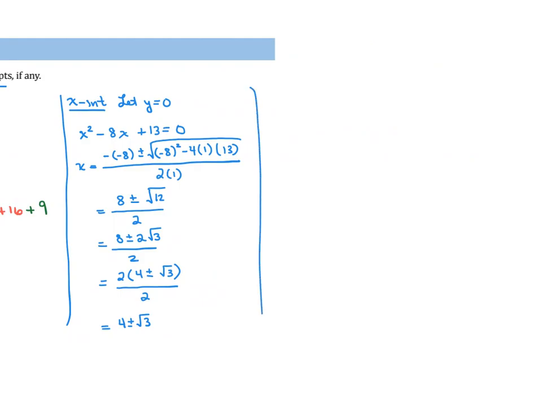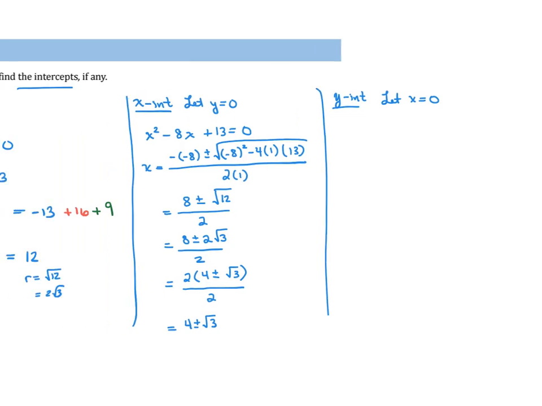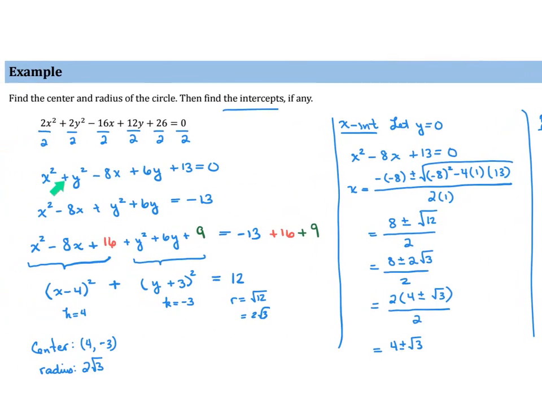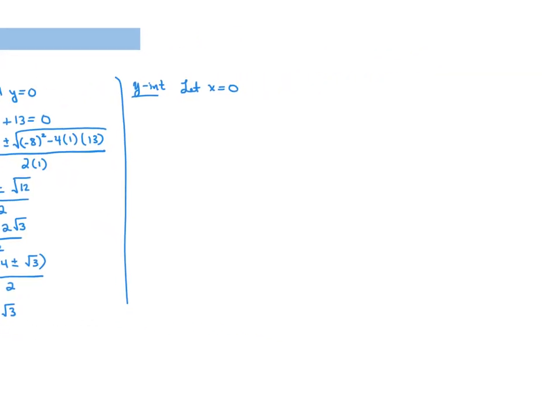Now let's look for our y-intercepts. We'll let x equal 0. Going back to that same equation, we will just take this and we will let x be 0. So x squared will drop out, 8x will drop out. We'll have y squared plus 6y plus 13 equals 0.